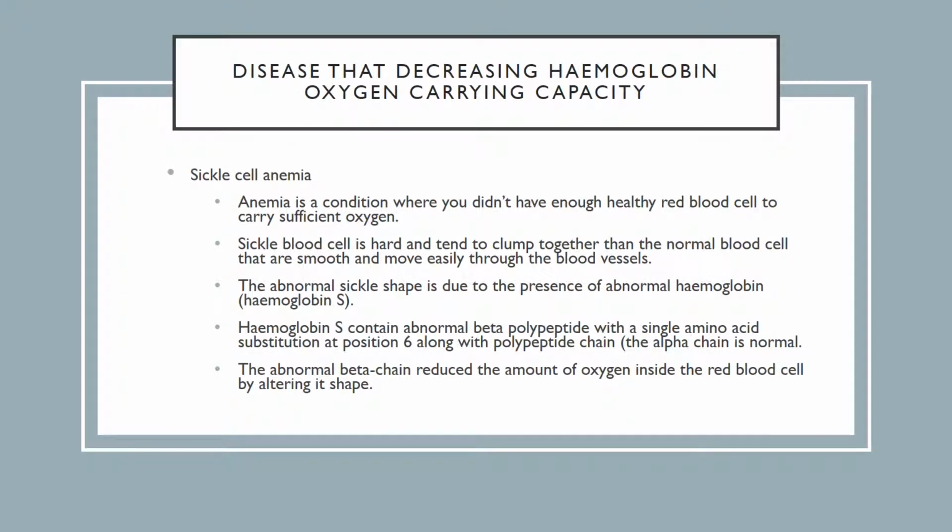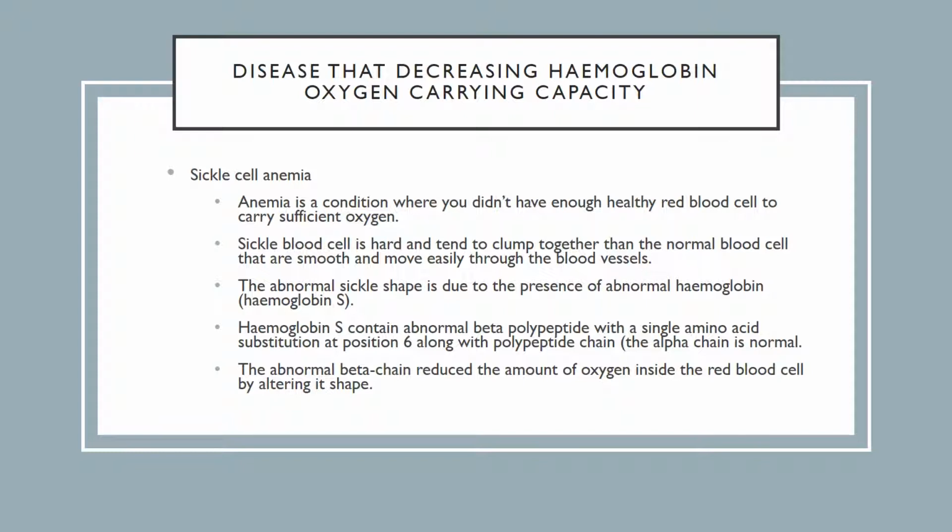The second question is focusing on the types of diseases that decrease hemoglobin oxygen carrying capacity. The first disease is sickle cell anemia. Anemia is a condition where you don't have enough healthy red blood cells to carry sufficient oxygen. Sickle blood cells are hard and tend to clump together, unlike normal blood cells that are smooth and move easily through the blood vessels.